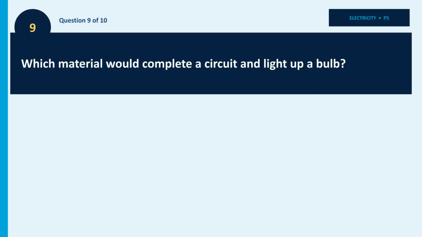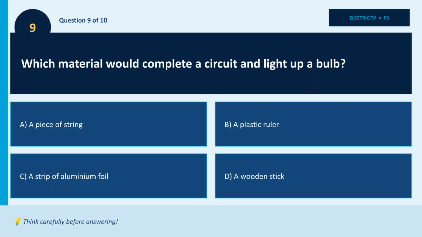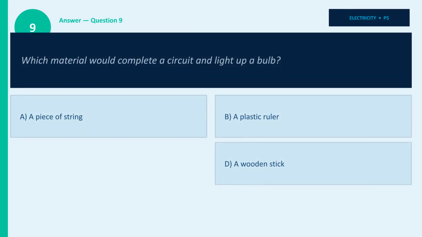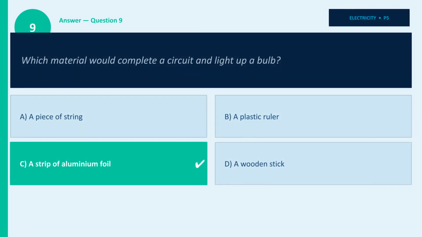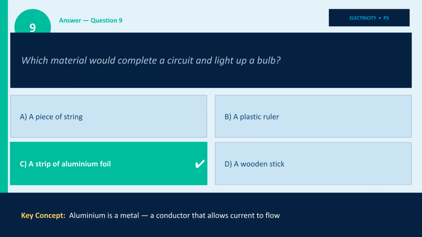Question 9. Which material would complete a circuit and light up a bulb? Remember the role of conductors in a circuit. The correct answer is C. A strip of aluminium foil. Aluminium is a metal, and metals are conductors that allow electric current to flow.